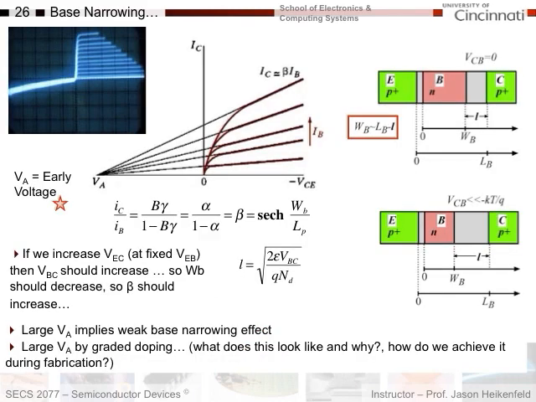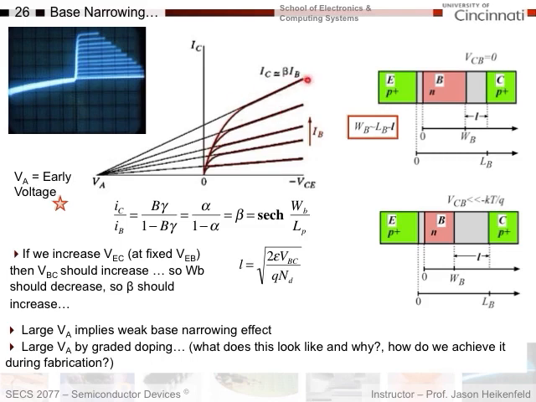So how does this show up in terms of the IV characteristics? Well, if we have an increased beta as we increase VCE, so here I have my plot of collector current versus VCE, it's a typical BJT transistor plot. And this is for a bunch of different IB values, so increasing IB values for each of these curves, okay?